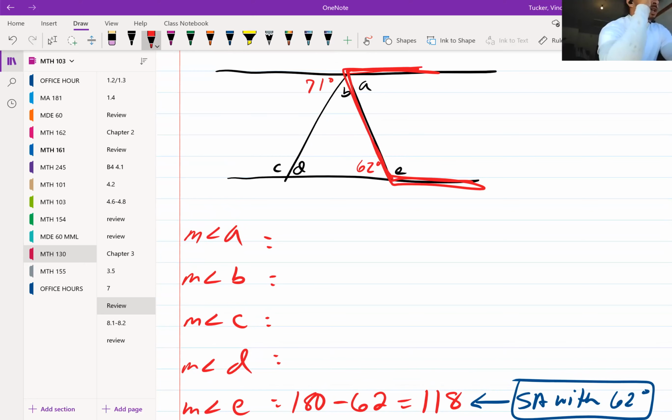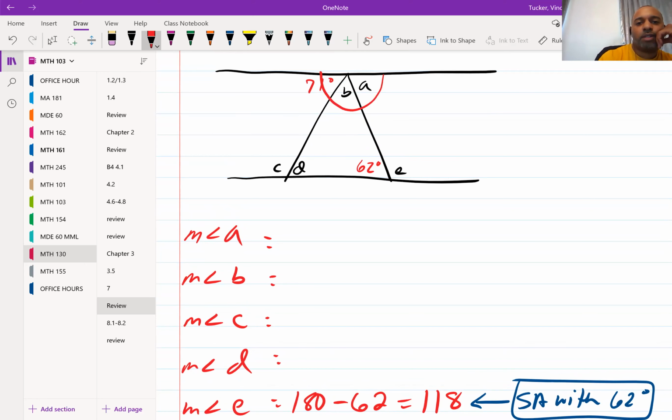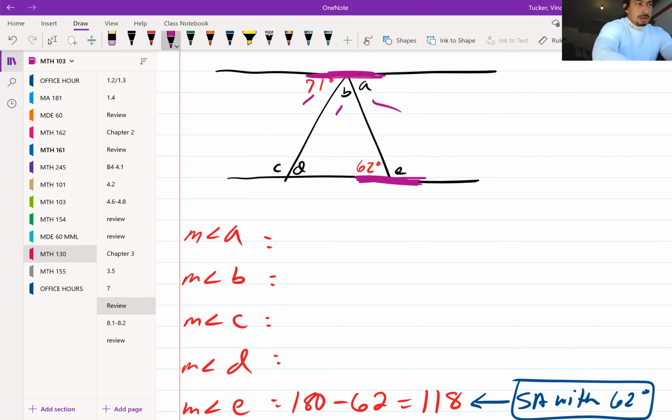How come you can't just subtract 71 from 180 on this one? Ain't it the same thing? Well, right, but all three of these will give you 180. You see what I mean? Down here, what gives me my straight line is these two angles, 62 and E. Here, what gives me a straight line are three angles. If you subtract that from 180, that's telling me A plus B is equal to the result. I still don't know what A or B are. It would help, but it won't get me all the way to the answer.